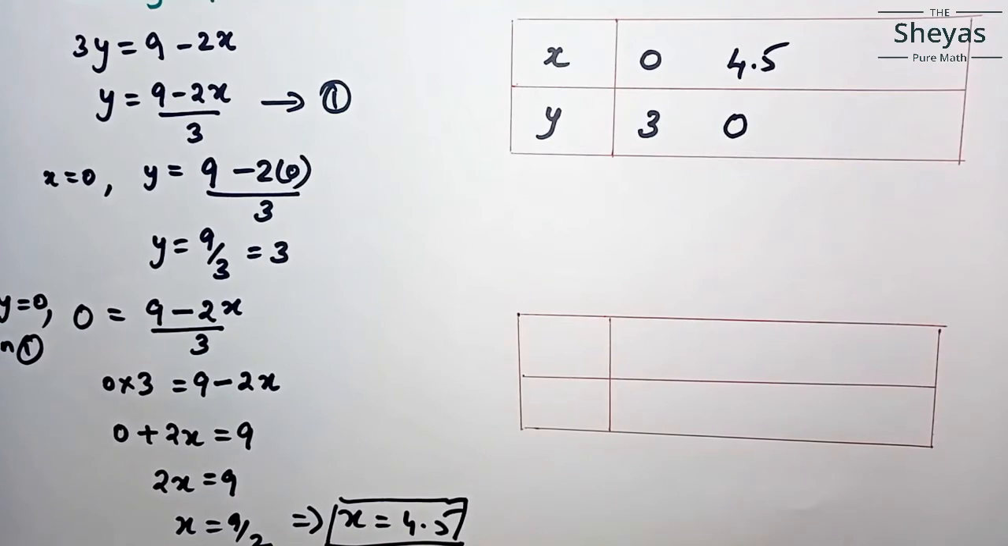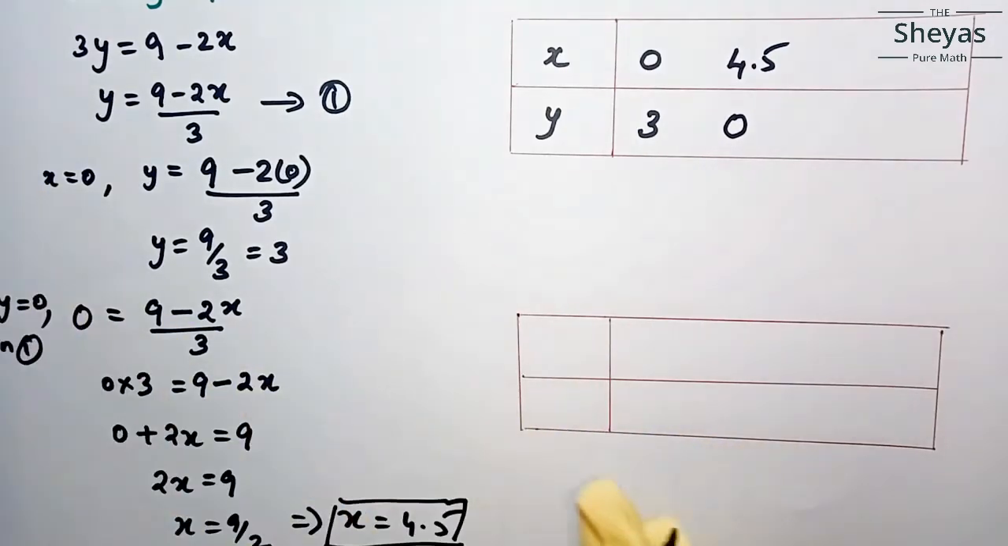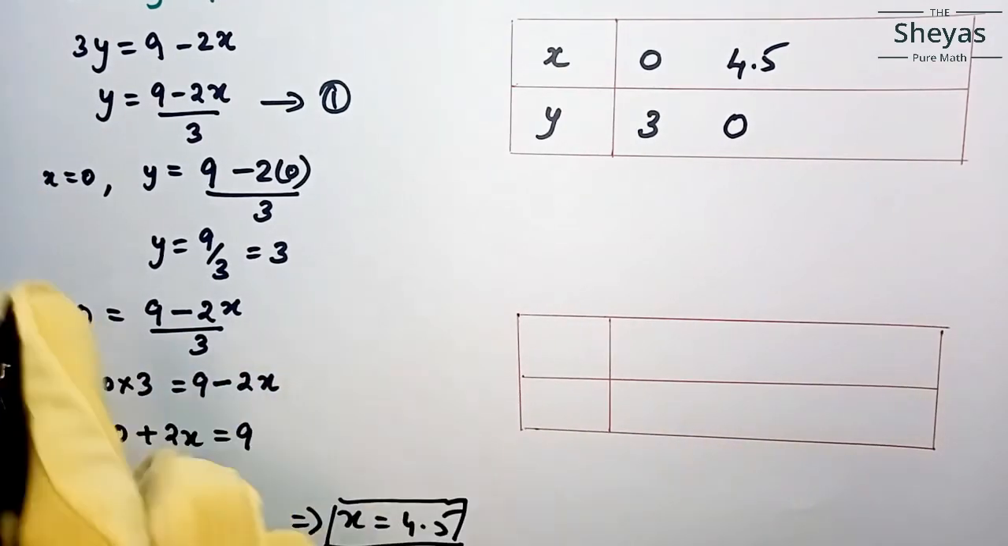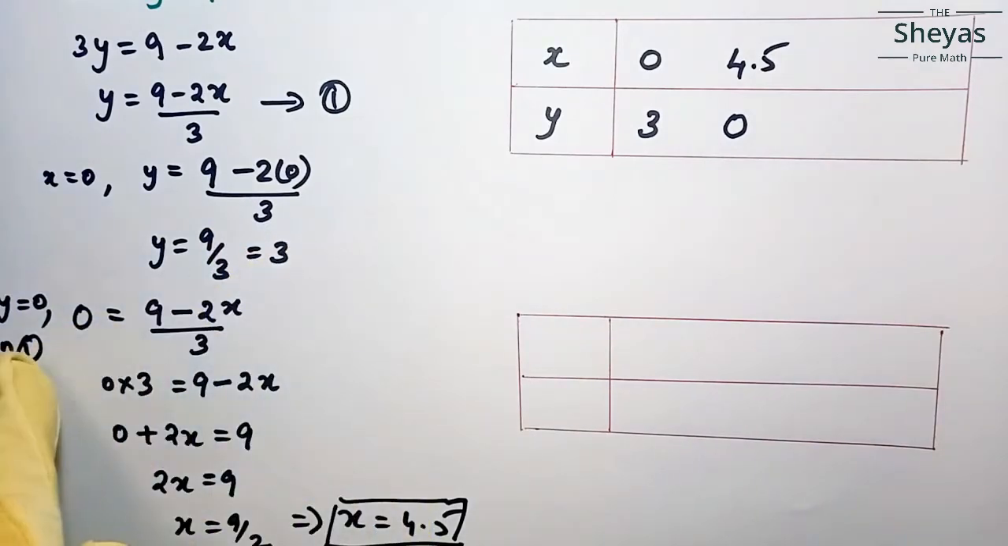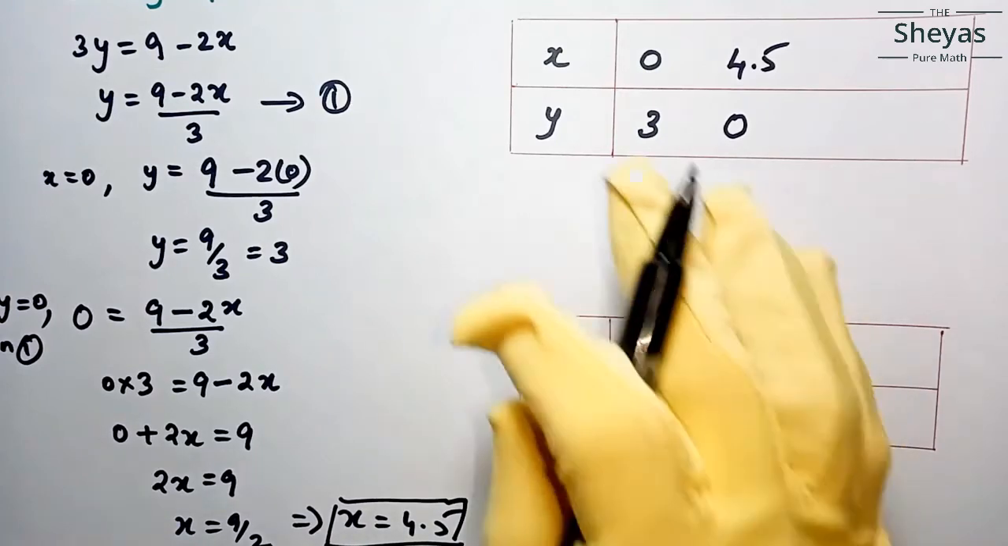So these 2 points are enough to plot a graph, or else you can take one more point. Here I took x is equal to 0 and got the y point, and y is equal to 0 and got the x point. You can take any value for x, 1, 2 or any other value, and then make a note of the corresponding y value. Then you can draw the graph. So I got 2 points.